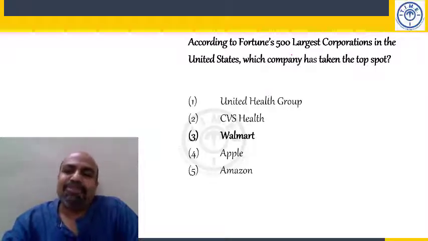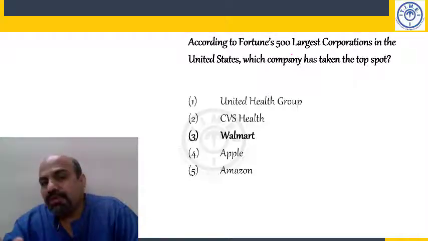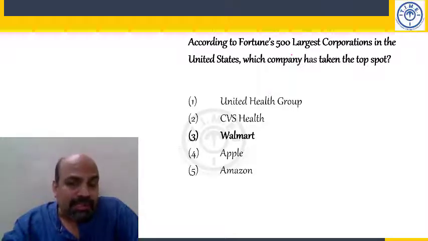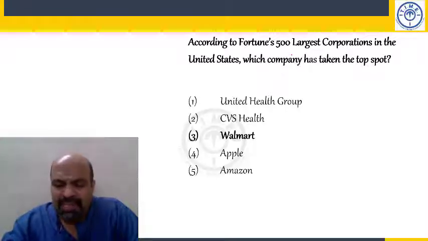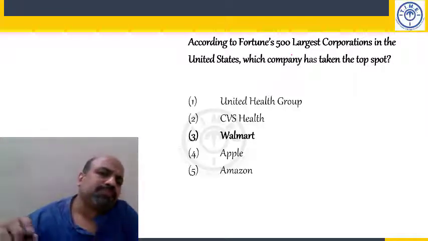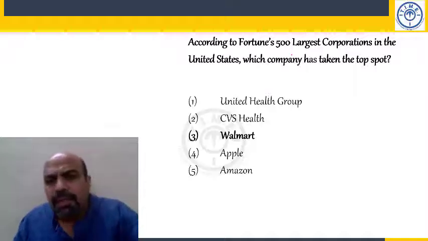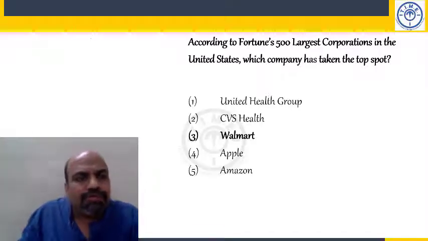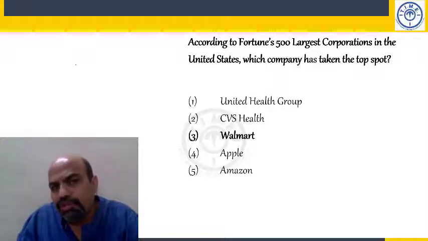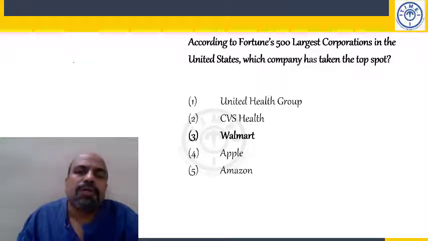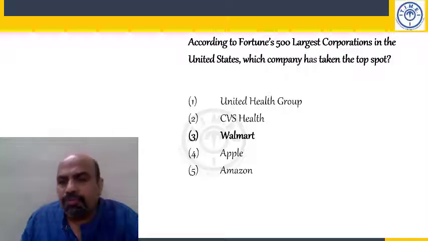According to Fortune's 500 largest corporations in the United States, which company is the biggest? Well, the answer is Walmart. It's always been the biggest, you know. For at least the last 9 years, it's been the biggest. So you could write this: Fortune 500, United States. Underline that. So one, Walmart.